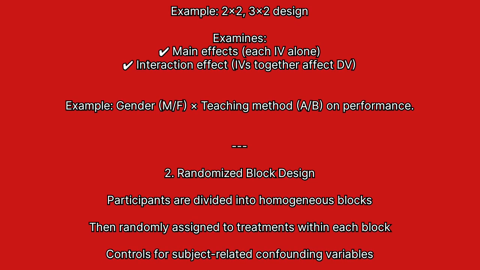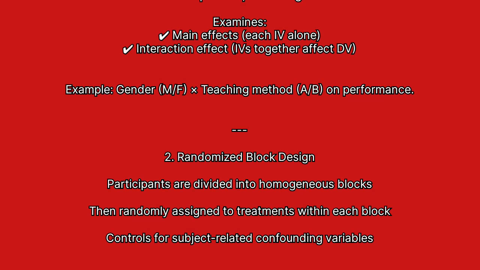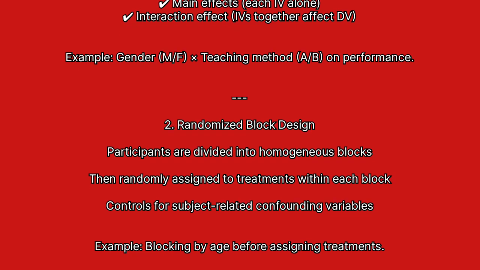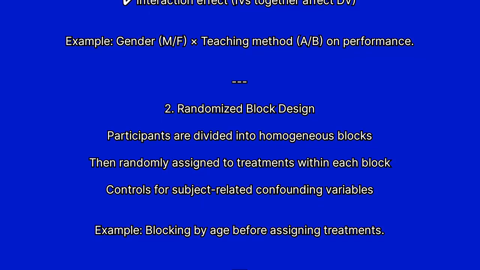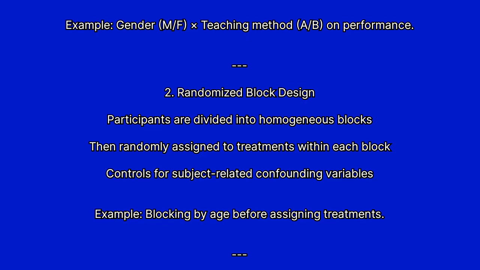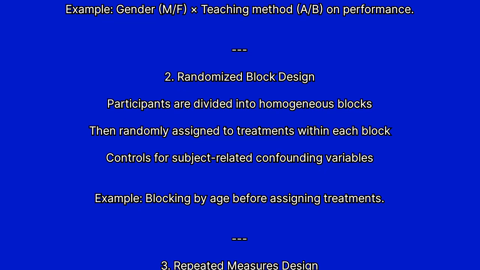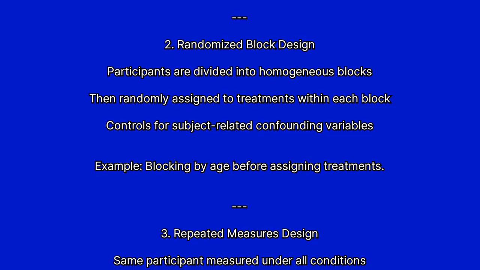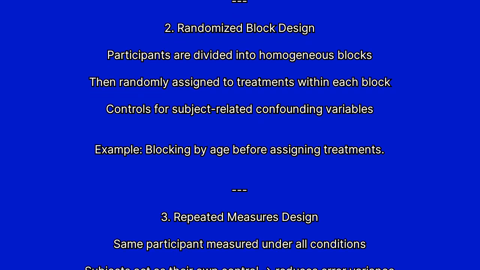Randomized block design. Participants are divided into homogeneous blocks, then randomly assigned to treatments within each block. This controls for subject-related confounding variables. For example, blocking by age before assigning treatment.